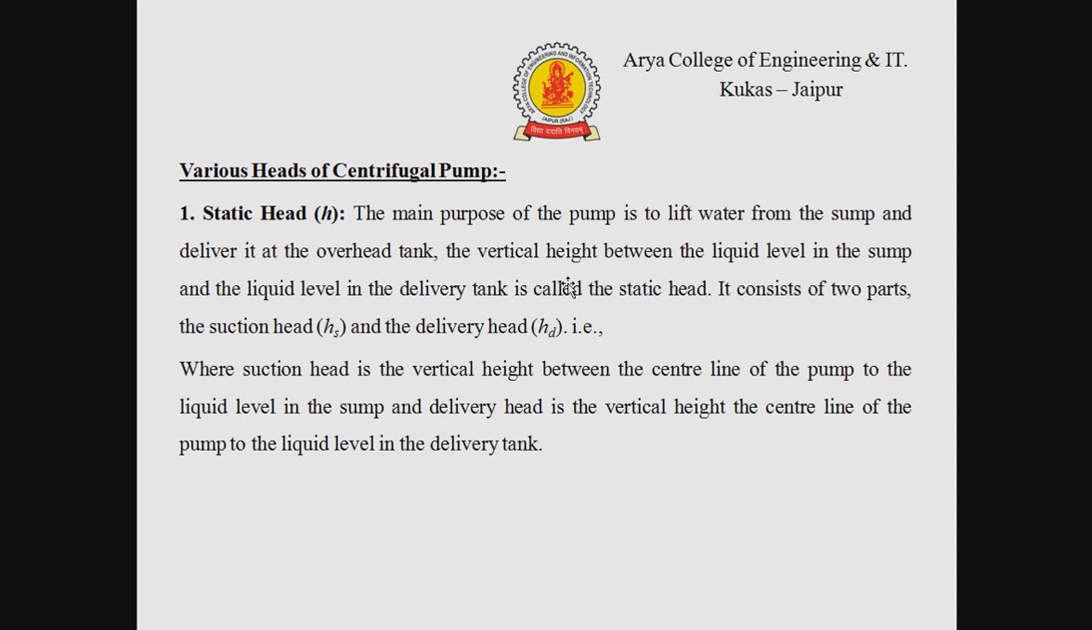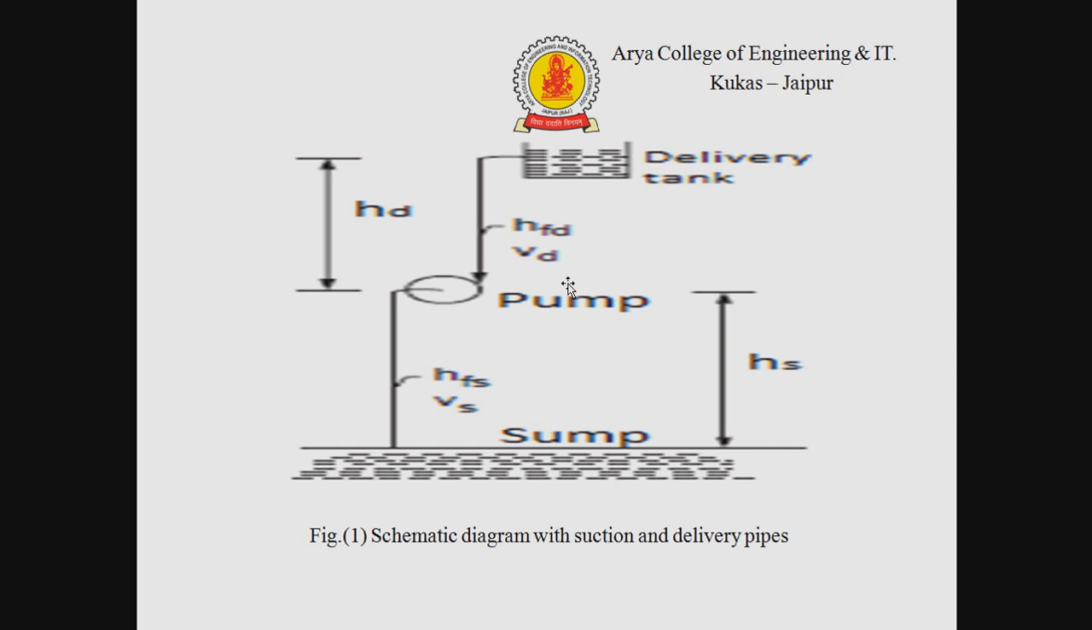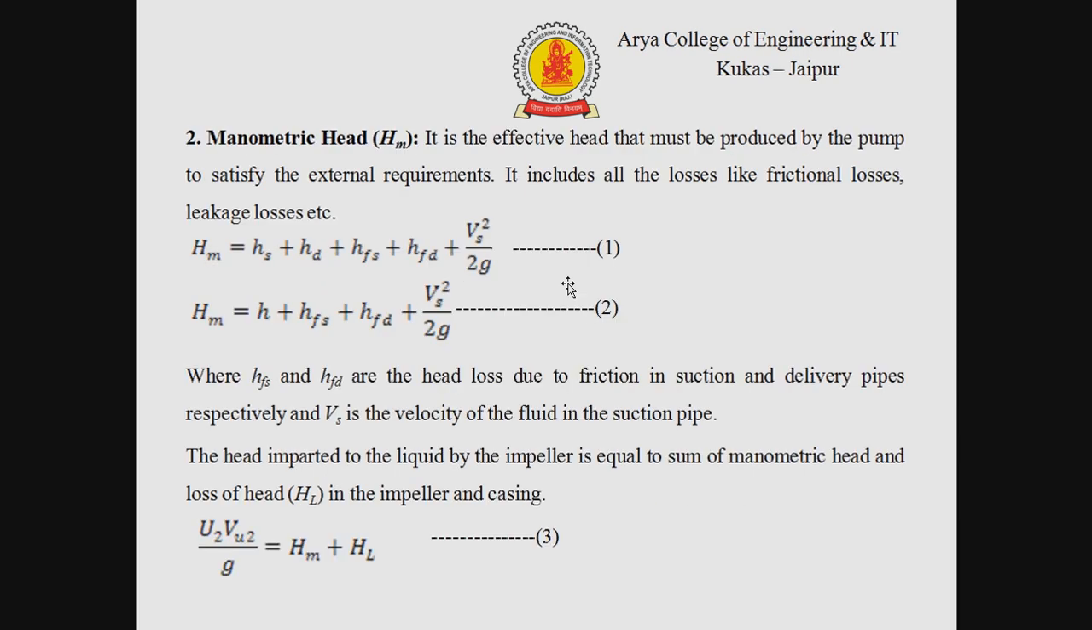The suction head is the vertical height from the center line of the pump to the liquid level in the sump, and the delivery head is the vertical height from the center line of the pump to the liquid level in the delivery tank. The figure shows the schematic diagram of the various heads: suction head, delivery head, and the suction and delivery pipes.